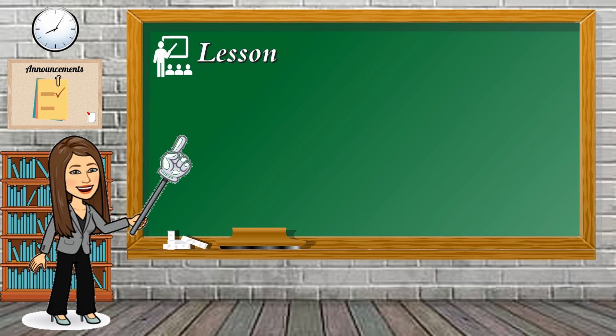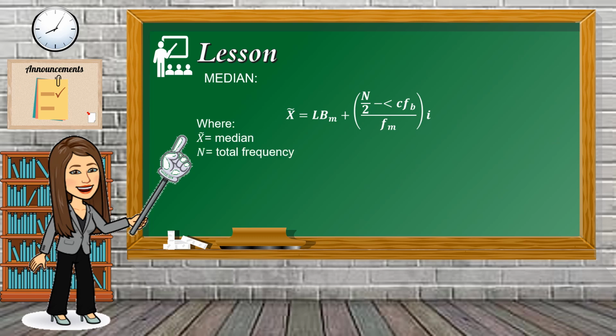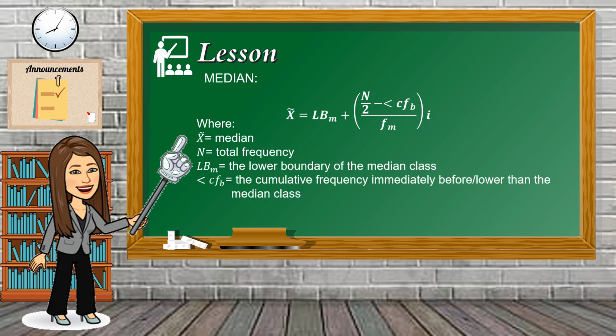Pinag-aralan natin sa mga nakaraang video ang tungkol sa median of group data gamit ang formulang median is equal to LB sub m plus the quantity of n over 2 minus less than CF sub b all over F sub m times I, where x tilde is the median, n is the total frequency, LB sub m is the lower boundary of the median class, less than CF sub b is the cumulative frequency immediately before or lower than the median class, F sub m is the frequency of the median class, and I is the class size.